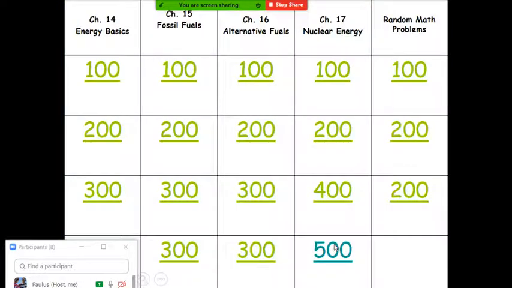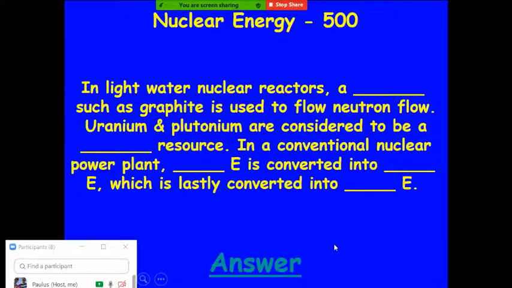All right, last 5 blanks. In light water nuclear reactors, a blank such as graphite is used to control neutron flow. Uranium and plutonium are considered to be a blank resource. In a conventional nuclear power plant, blank energy is converted into blank energy, which is lastly converted into blank energy. Okay, I'll give you guys a couple minutes for that one.